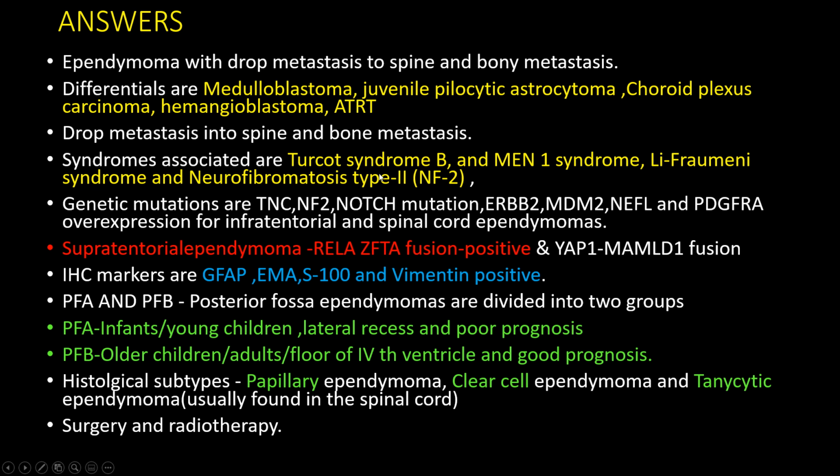These lesions are Turcot syndrome B, Menin syndrome, Li-Fraumeni syndrome, and neurofibromatosis type 2. So what are the genetic mutations which can be associated with these? They are TNC, NF2, notch mutations, ERB2, MDM2, NEFL, and PGD, FRA overexpression. And remember this RELA-ZFTA fusion positive.